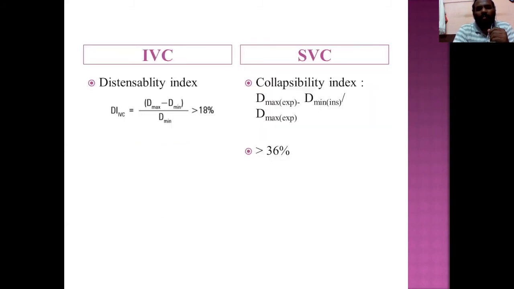So what happens when a patient is on mechanical ventilation or in the intraoperative period? We have two indexes. In the IVC, we have the distensibility index, and in the SVC, we have the collapsibility index. A distensibility index more than 18% or a collapsibility index more than 36%, both of these tell you that the patient will respond to volume loading. That means the filling pressures are low. They do not differentiate normal and high filling pressures. They can only tell you it is low.